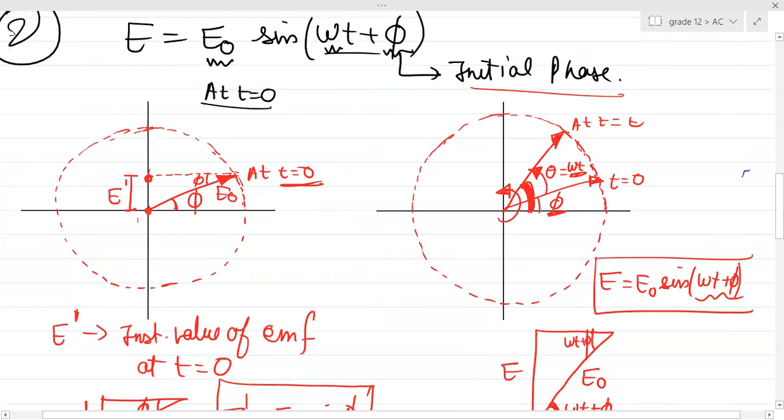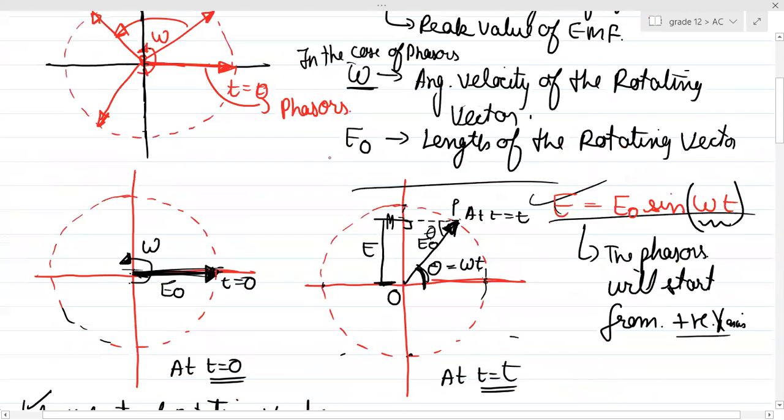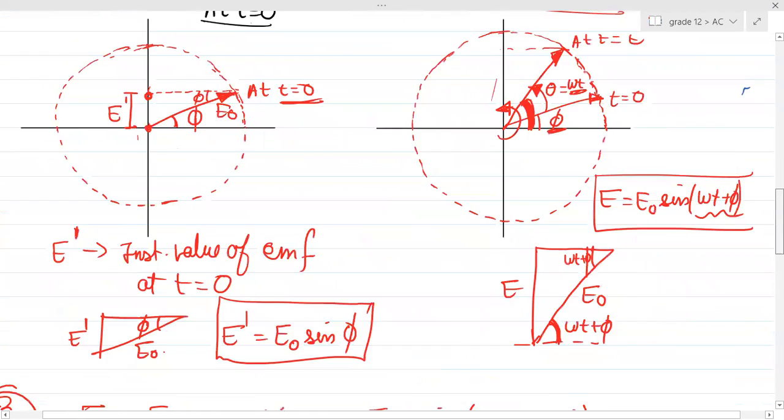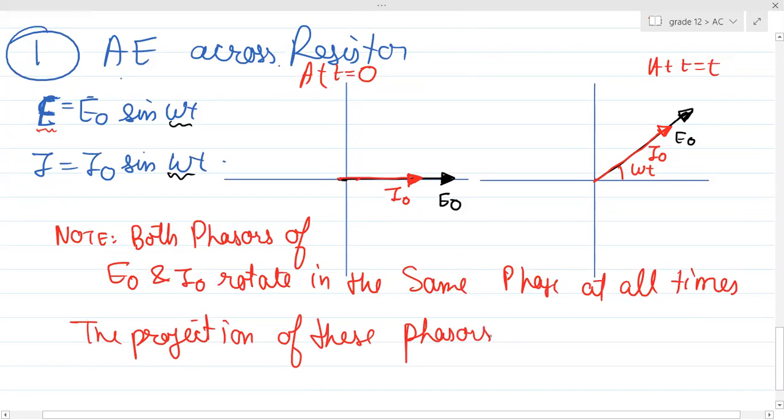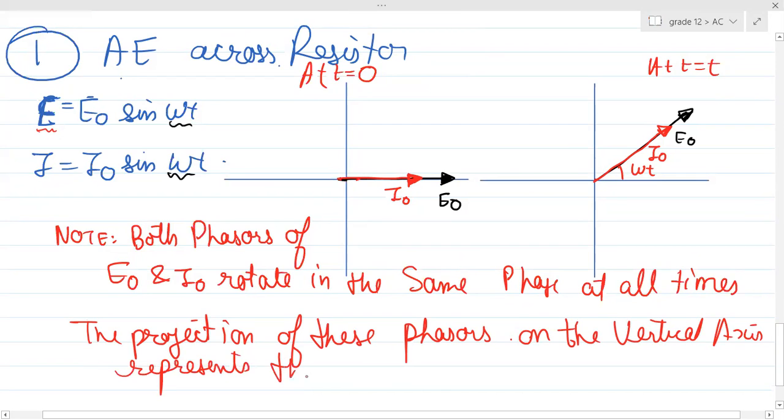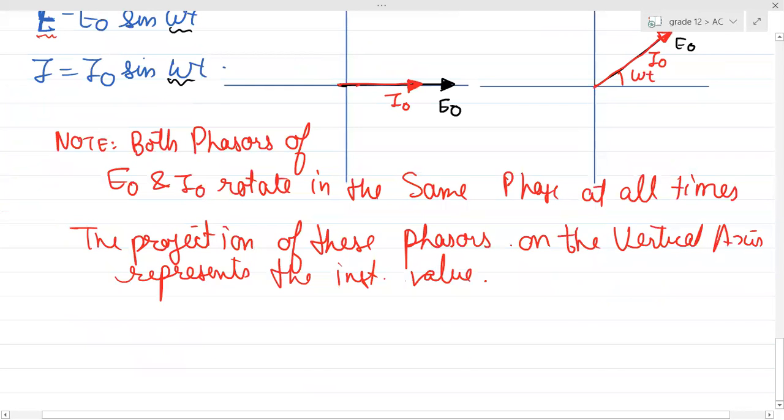Do you remember why I took it on the y-axis? You can write it somewhere: the projection of these phasors on the vertical axis represents the instantaneous value. Is this clear? Is it clear, people?